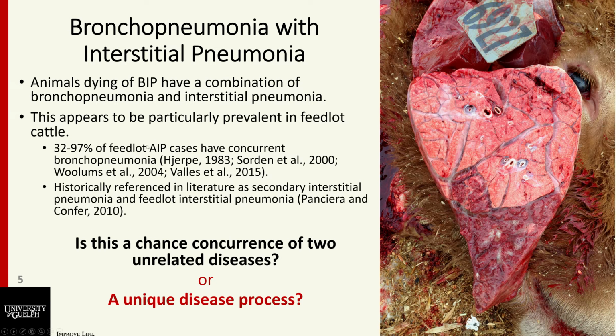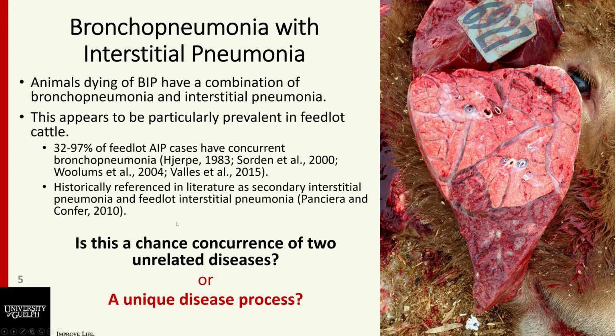So putting those two things together, animals dying of BIP have a combination, as mentioned earlier, of bronchopneumonia in the bottom half of the lung and interstitial pneumonia in the top half of the lung. This seems to be particularly prevalent in feedlot cattle, so much so that it has been historically referred to in the literature as feedlot interstitial pneumonia.